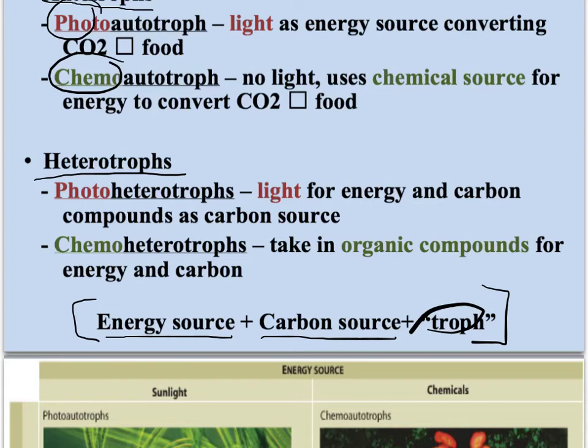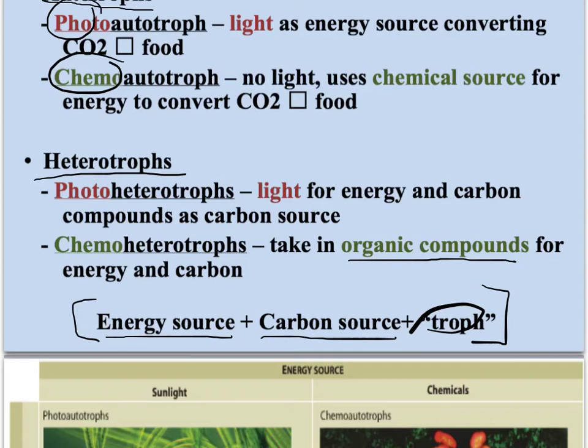Heterotrophs, so again, photo, light for energy, and photoheterotrophs, since they eat food someone else has already made, are going to use light for energy and use carbon compounds as a carbon source. So chemoheterotrophs, they take in organic compounds for both energy and carbon sources.